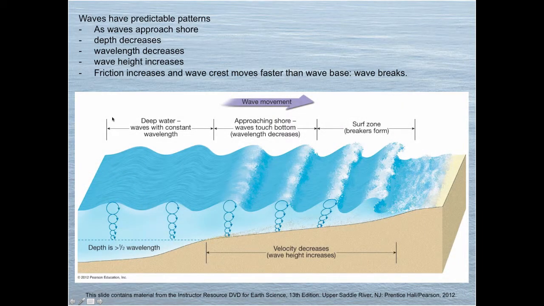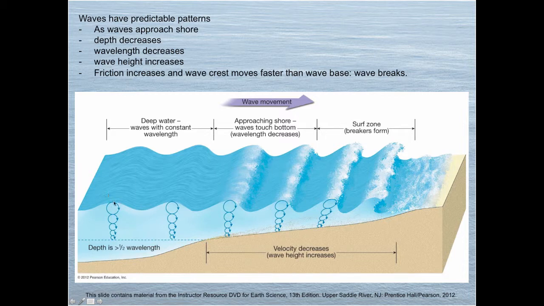So as waves approach shore, the depth of the ocean floor decreases. That makes sense. The wavelength between waves decreases, the wave height increases, and friction increases at the base. The wave crest actually moves faster than the base, which causes the wave to break, lose its integrity, lose its structure, and fall over.